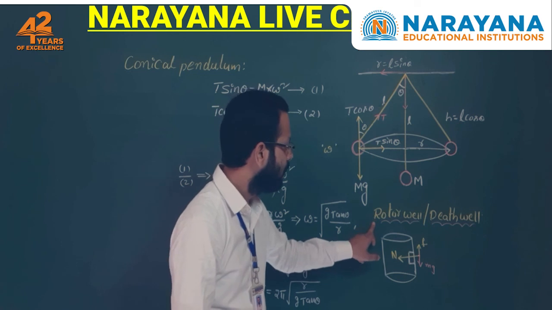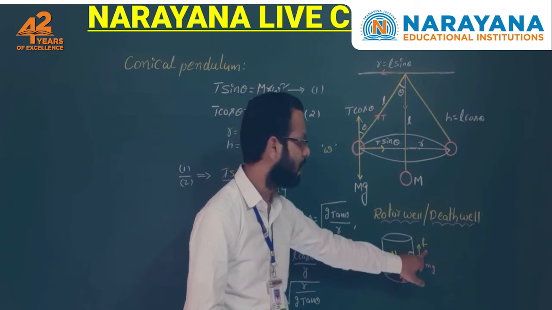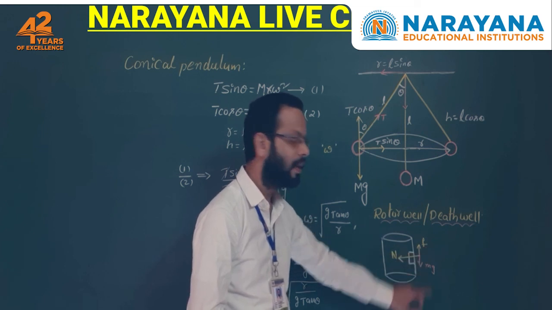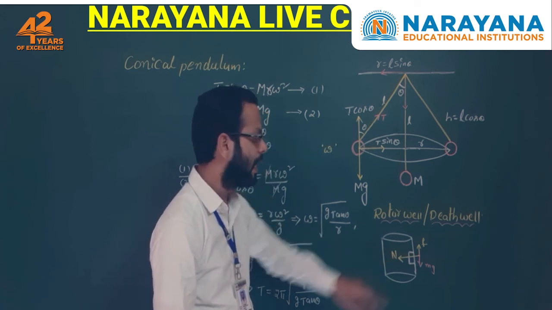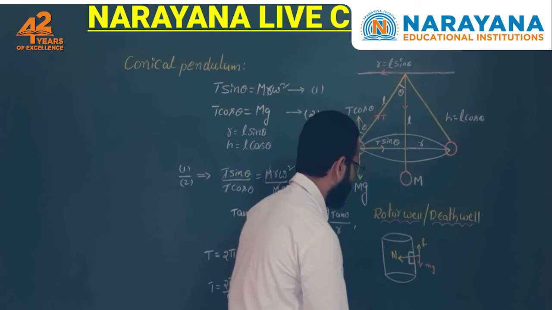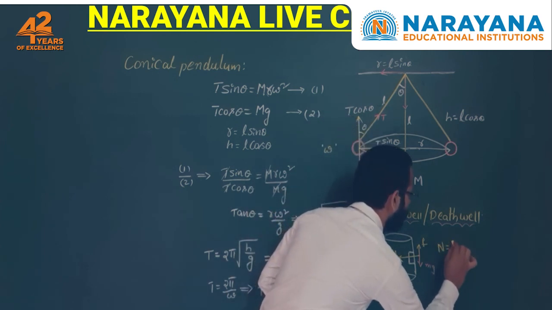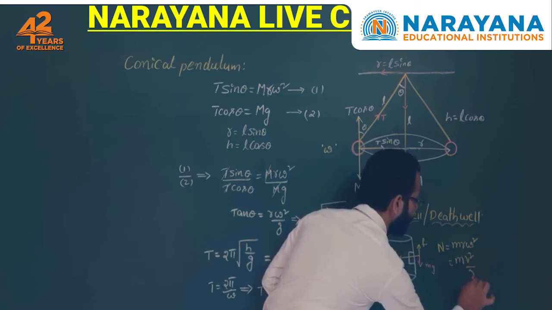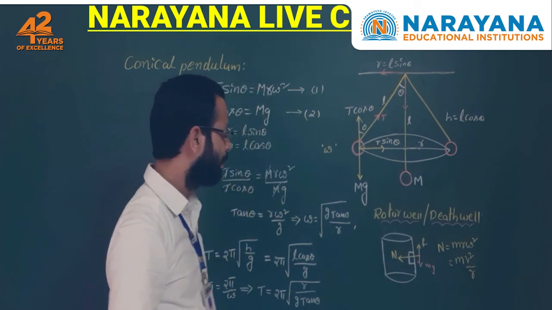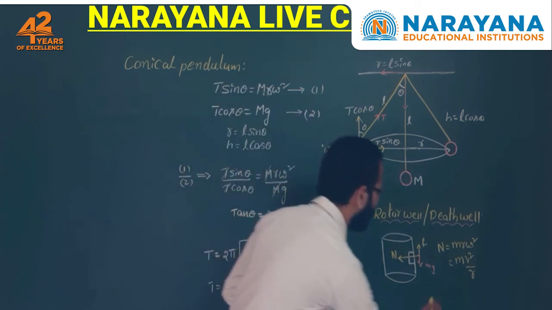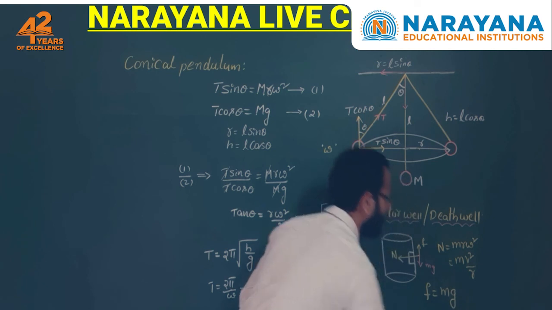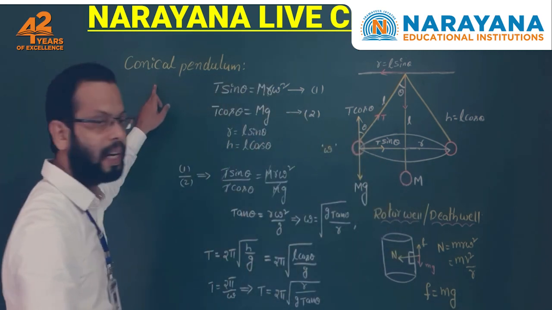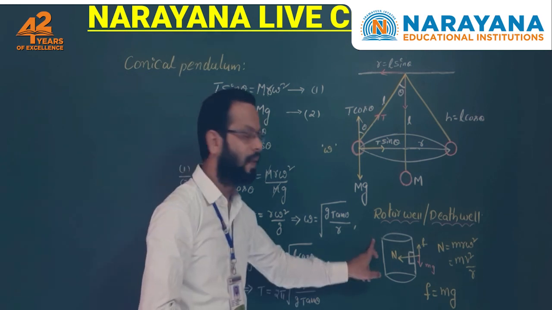In that case also, the support is given by the frictional force. The frictional force balances the weight. So here the required centripetal force is provided by the normal force. So we can write here N is equal to m r omega square or m v square by r, and the frictional force F is equal to m g. So this is about the conical pendulum and about the rotor well or death well.